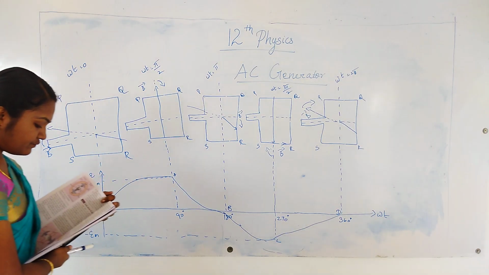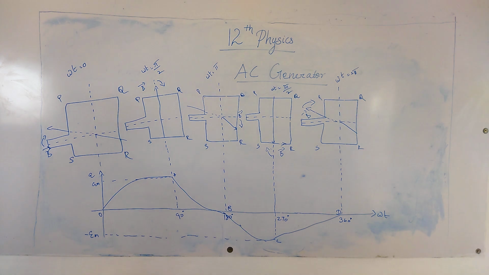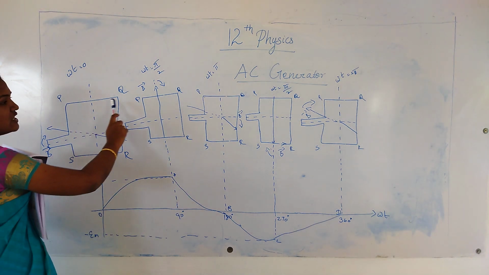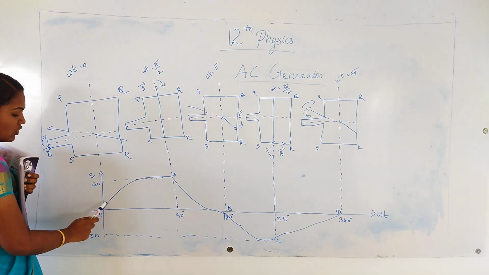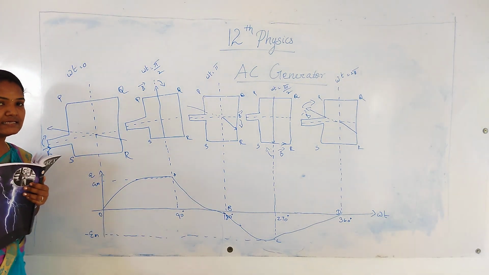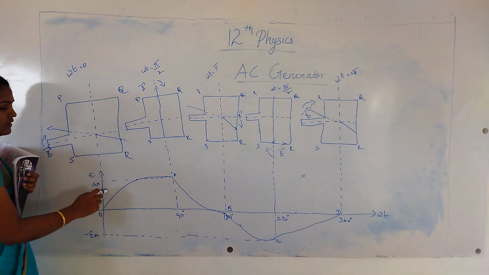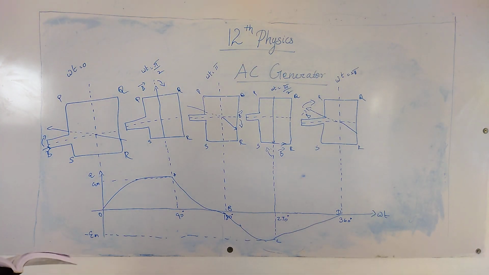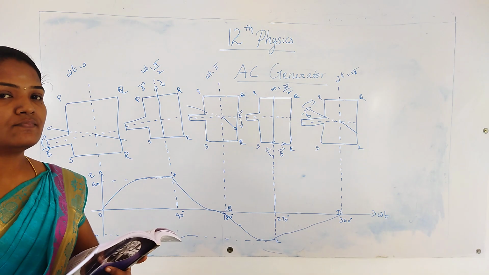Therefore, when the field magnet completes one rotation, the induced EMF in PQRS finishes one cycle. The induced EMF finishes one cycle, starting from 0 and rotating through 360 degrees. This is the single phase AC generator. Do you understand, students? Okay.